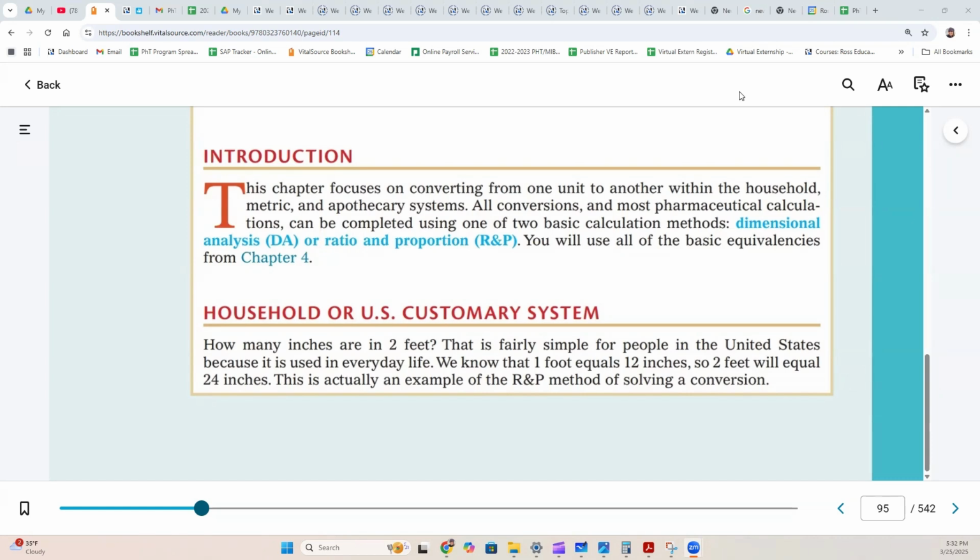So, the US household or customary system. How many inches are in 2 feet? That is a fairly simple equation for people in the United States because it is used in everyday life. We know that 1 foot equals 12 inches, so 2 feet will obviously equal 24 inches. That is an example of the ratio and proportion method of solving a conversion.